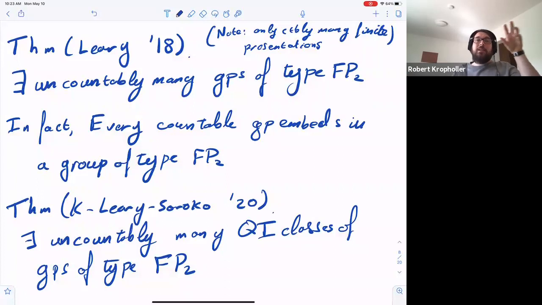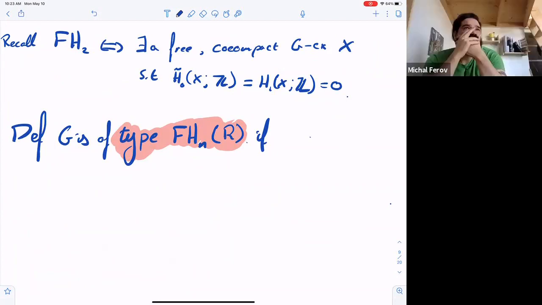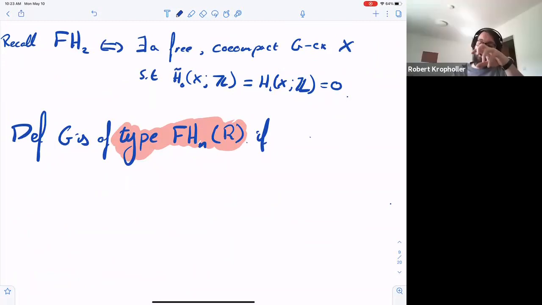And so, okay, now I want to go back to the properties I defined and give a different generalization. Just recall that FH2 was that you had a free cocompact GCW complex such that the first two homology groups vanish. So it's connected, reduced zeroth homology vanishes, and the first homology group vanishes, right? And I wrote coefficients in Z. And so you could replace coefficients in Z with a different ring, right? You can define homology with coefficients in any abelian group.